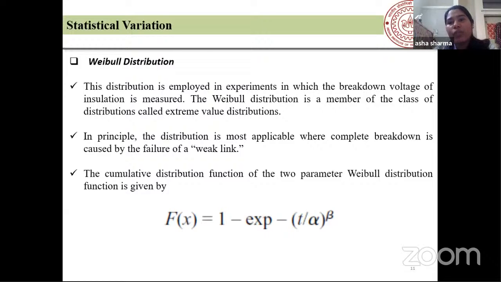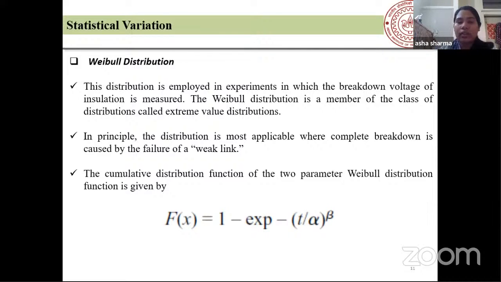While I am doing some experiment, there may be some defect in my insulating material due to contamination or voids, or because when we are making the sample, it can't be thin throughout. It can't be uniform throughout. There may be a possibility that the sample is thin at some point and thick at another point. So due to that weak link, the breakdown occurs. The probability of the breakdown in that case can be defined using the Weibull distribution.